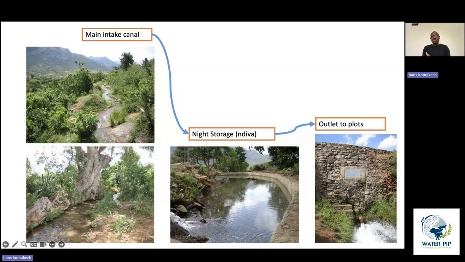And then there is a night storage, because these water systems are very low river systems. So that means you need to store some of the water for during the night and irrigate during the daytime. And of course, over time, the infrastructure that has been built by the farmers has been improved. So you have more modern elements embedded within it.